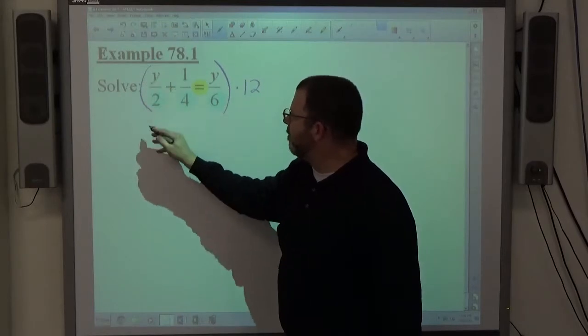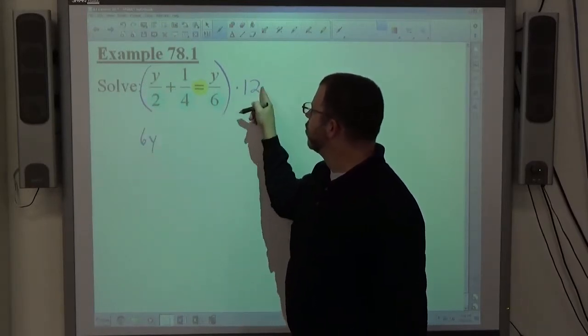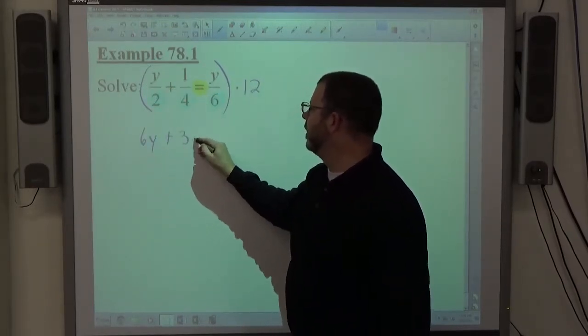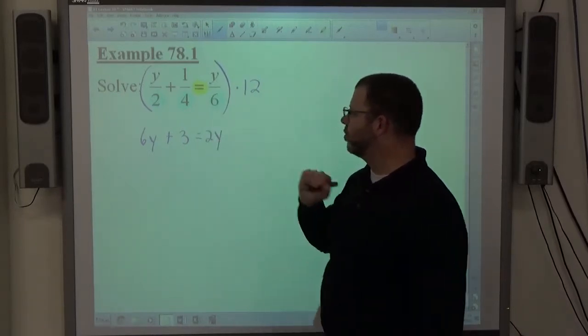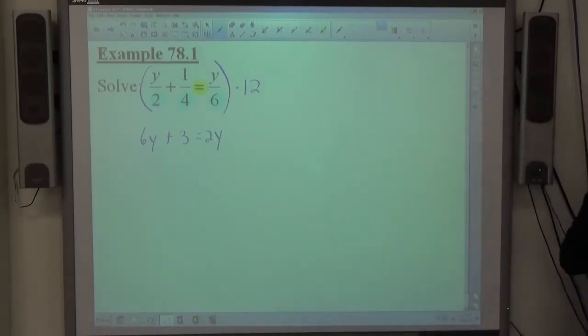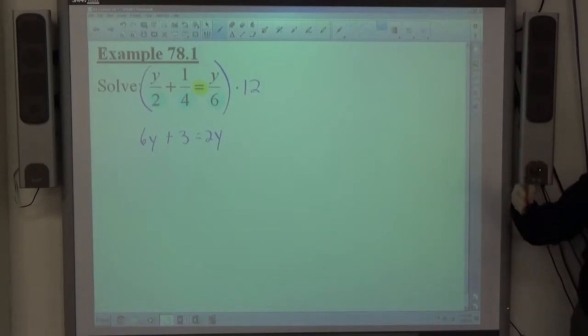So if I take this times 12, 12 times 1/2 y is 6y. 12 times 1/4 is 3. 12 times y over 6 is y times 2, so 2y. Would it be 12 divided by 6? 12 divided by 6, 2 times y is 2y, yeah. However you want to do it. I usually divide first and multiply the result times the top. I think that's the easiest way to do it. But again, multiplication by a common denominator works.